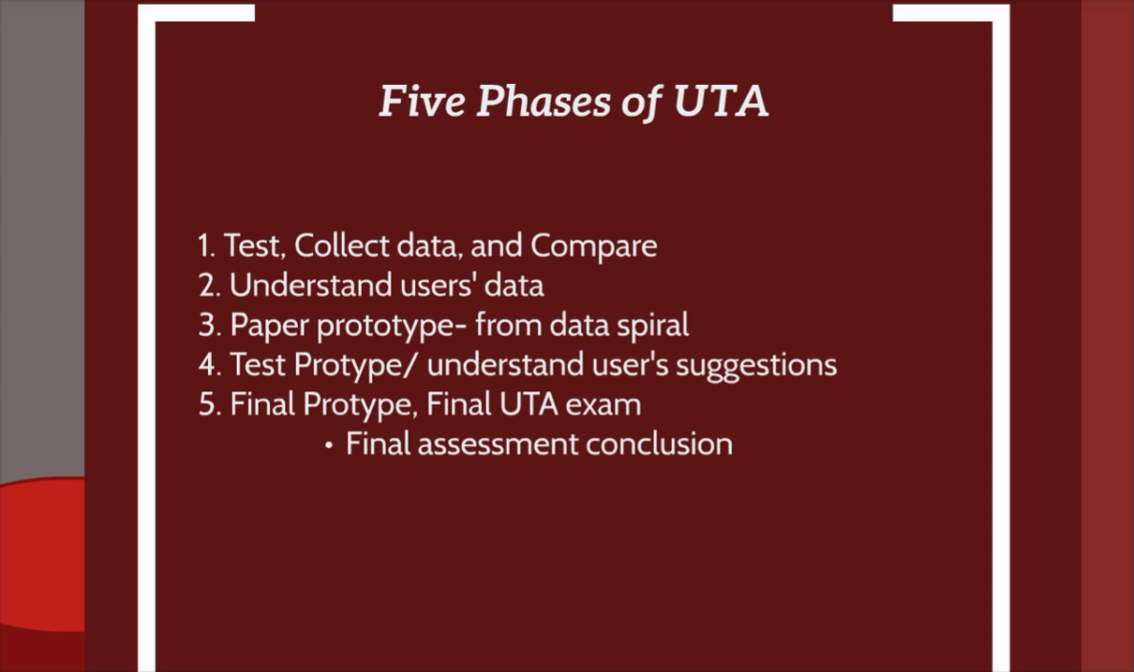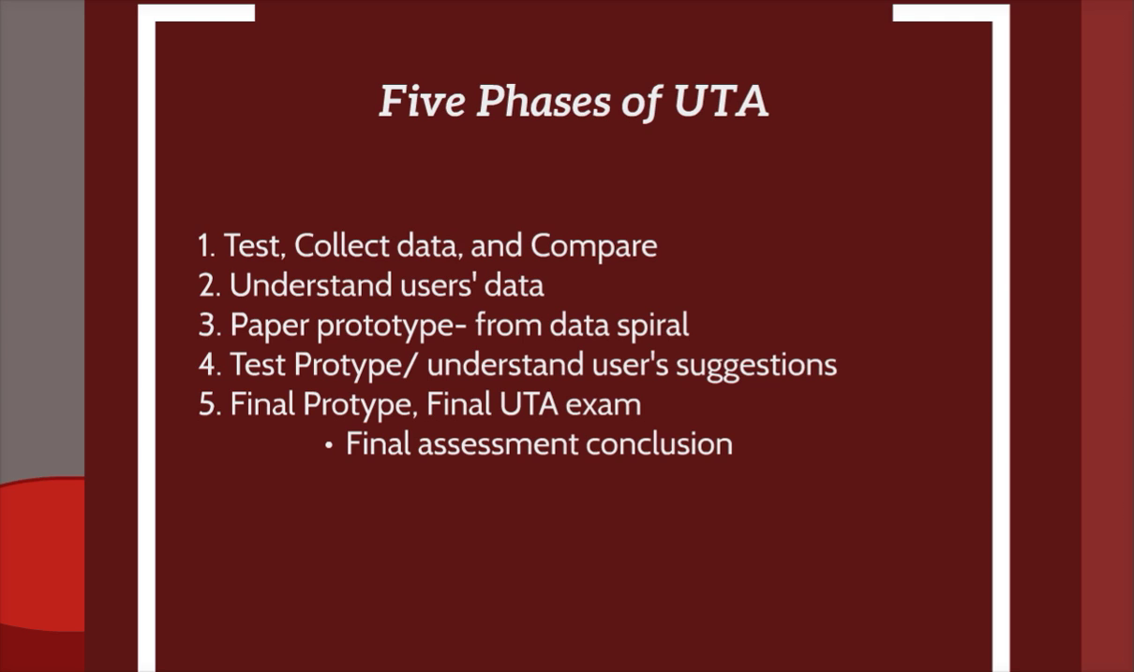From that data spiral, we'll collect more data from our prototype by testing the prototype again and understanding user suggestions to make a final prototype and a final UTA exam, which will end up being the final prototype and modification that we would suggest. If all goes well, we'll turn this entire report in to the college, and maybe they'll take on our suggestions.